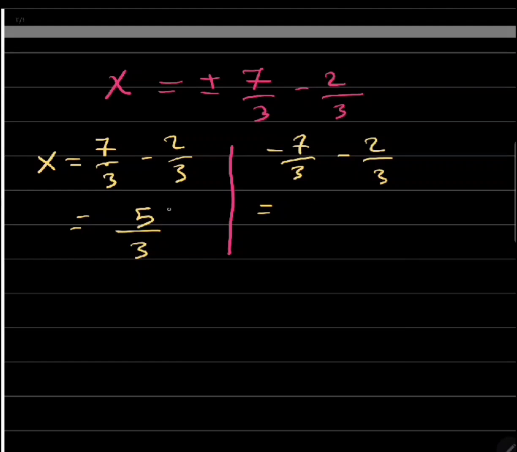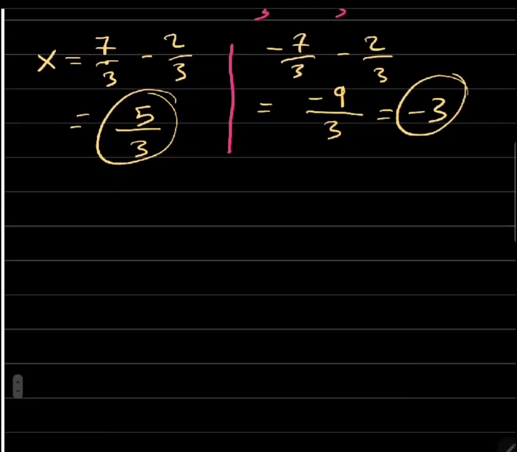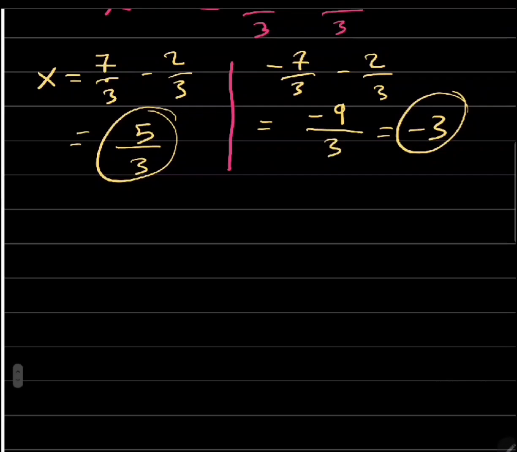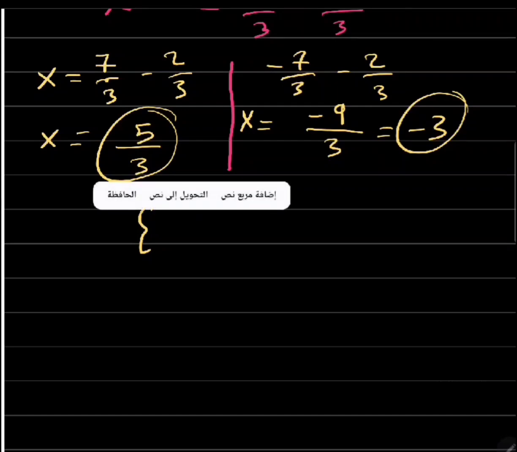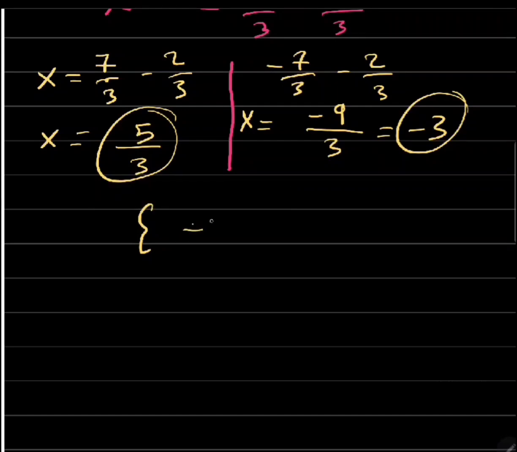So our first solution turns out to be x equals 5 over 3, and for the second solution we're going to take a 3 at the bottom as a common denominator. Negative 7 minus 2 makes negative 9 over 3, which can be simplified as x equal to negative 3. So we got two solutions: either this or x equal to negative 3. Or if you want to write it differently, you can simply say thus our solution set is negative 3 comma 5 over 3, and that is our answer.